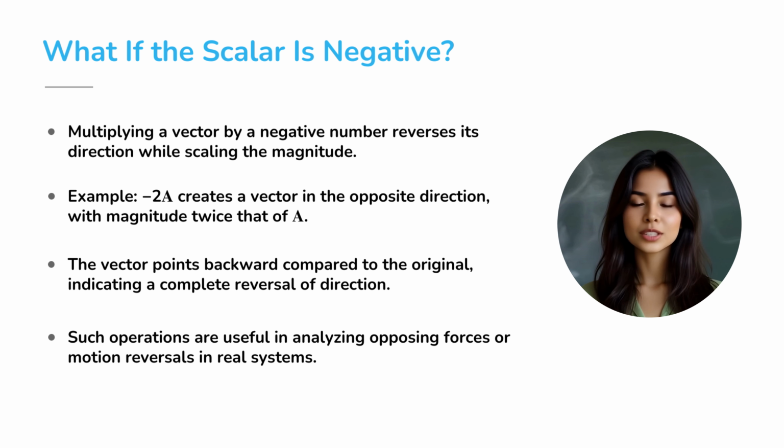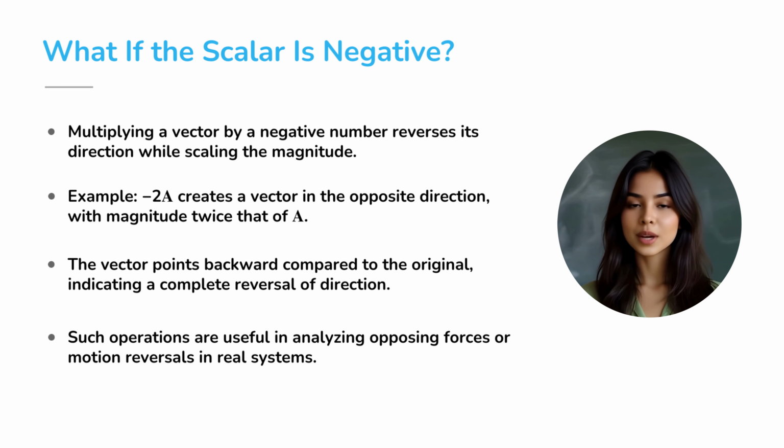Now here's an interesting twist. What happens if the scalar is negative? Imagine pushing a box to the right, that's your original vector. Now, multiply that force by -1. What do you get? A force in the opposite direction, same size, just reversed.